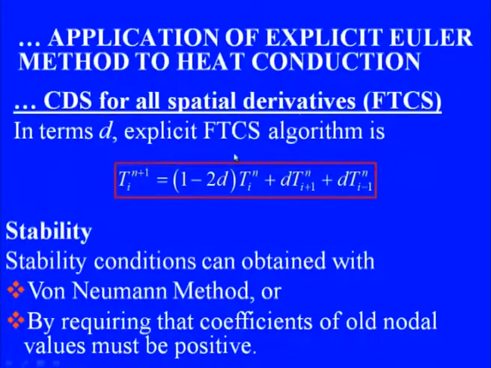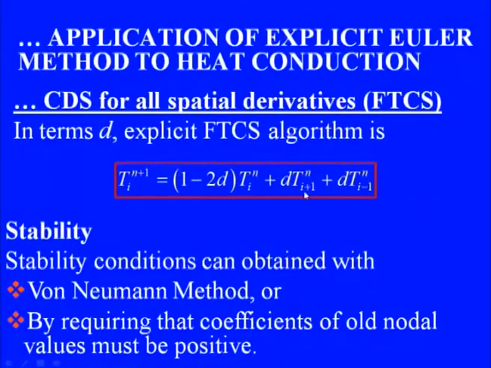So, the explicit FTCS algorithm for the 1D heat conduction equation can be written as T_i at n plus 1 is equal to 1 minus 2d times T_i at n, plus d times T at i plus 1 at n, plus d times T at the grid point i minus 1 evaluated at time level n. Now, let us see the stability of this algorithm. We have already seen the accuracy aspect.